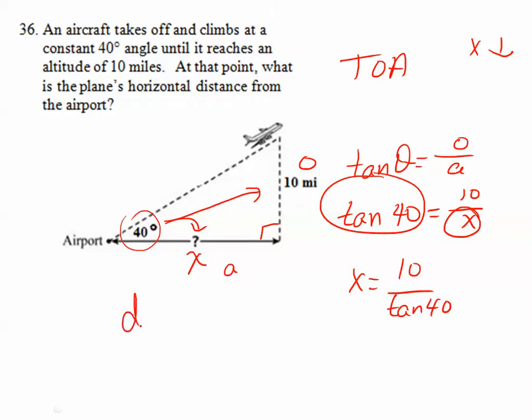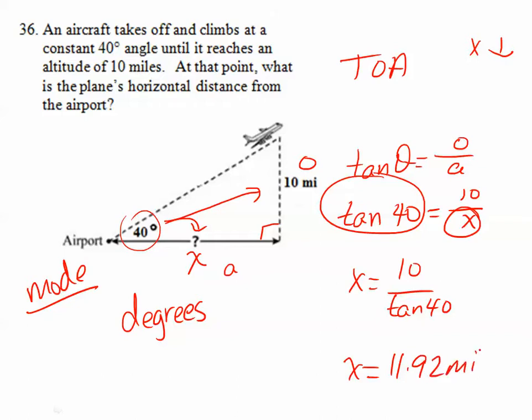Make sure your calculator is in degrees. That's hit mode and put it in degrees. And when we plug this into our calculator, we get x equals 11.92 miles.